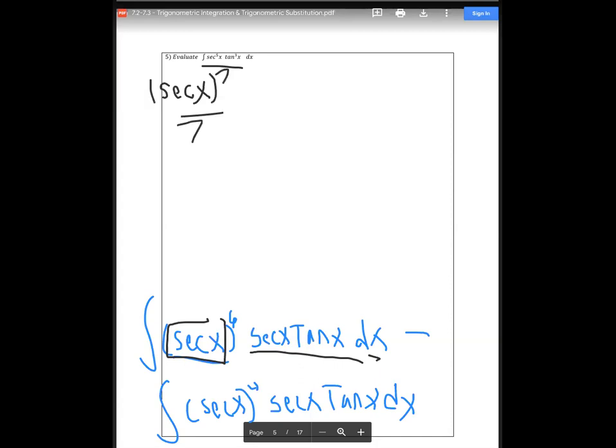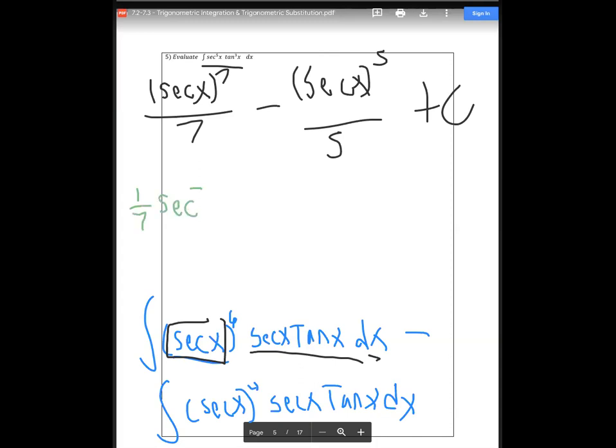So all we have to do is take the secant that we have, add an exponent, divide by that number, move on to the next one, which is the same exact rule. We add an exponent, divide by that number, don't forget plus c. And then the final answer for this problem, converting things and making it prettier, is 1/7 secant to the 7th of x minus 1/5 secant of x to the 5th plus c. And that's the answer to this problem.